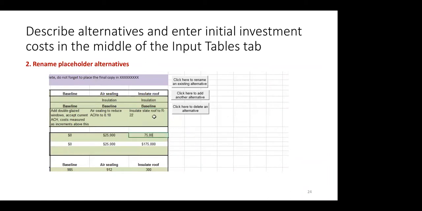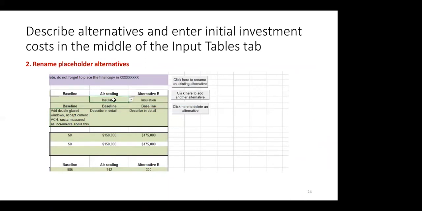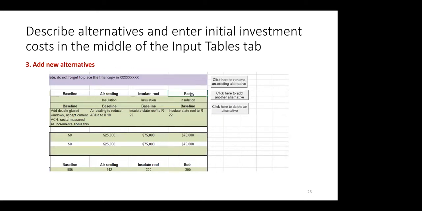Now the spreadsheet ships with two alternatives because in a lot of our examples, we found that that was as many as we needed. But in this case, we're going to need more alternatives. So there's also another button that we can use to add additional alternatives. And so we'll go through and add an alternative for both air sealing and insulating the roof. And we'll describe that one.